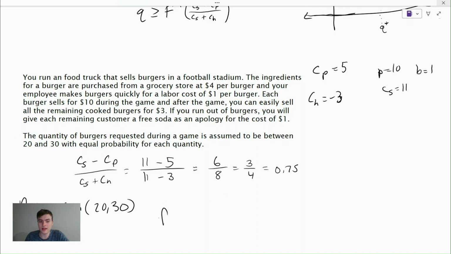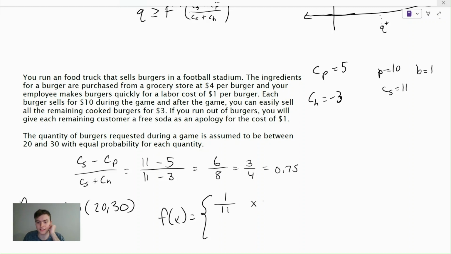And so let's write f of x, the probability of selling x burgers, or PMF, right? So that's going to be, we have 11 different quantities we could sell, 20, 21, all the way to 30. So the probability of each is equal. So it's 1 over 11.